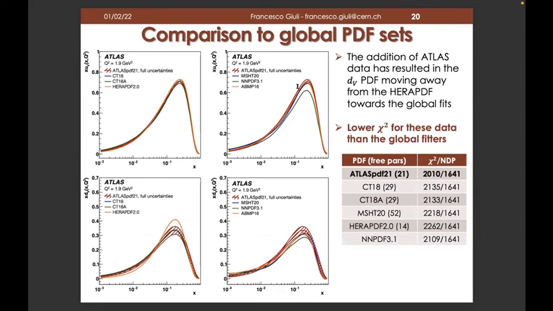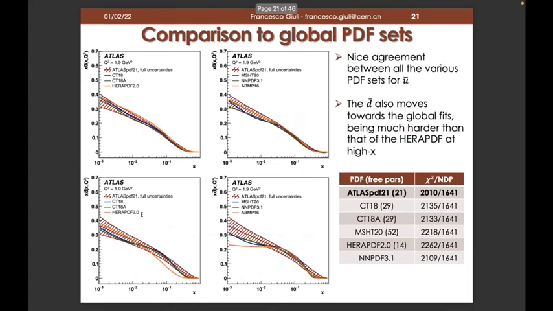Last but not least, here we have some plots showing the comparison to the various global PDF sets. Here you have u valence and d valence. We have a pretty good agreement for the u valence, but something really nice to notice, particularly visible here in the bottom left-hand side, is that as soon as we add more and more LHC datasets, our central value moves towards the global fitters, and you can see the difference with respect to our starting value, which is the ERA PDF 2.0 prediction.